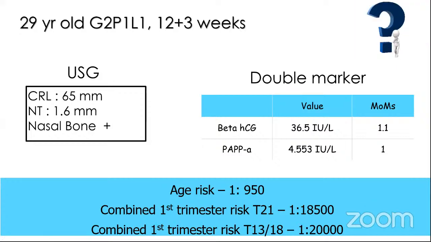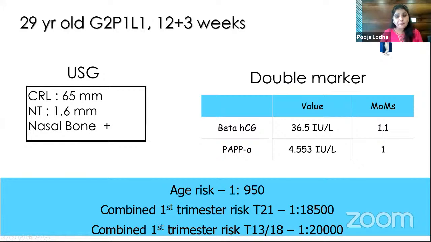Let us see how to counsel this lady. We tell her, because all these numbers are going to appear on that report, so she is going to ask you questions. What is this 900? What is this 18,000? What is this 1.1 MoM? She is going to ask you about the numbers. So what this basically means is, before doing the test, if sitting in a room of 950 people, she would be the one carrying a baby with Down syndrome.